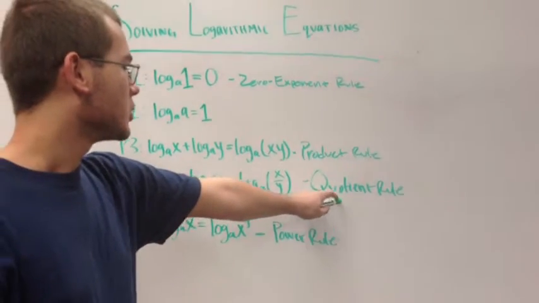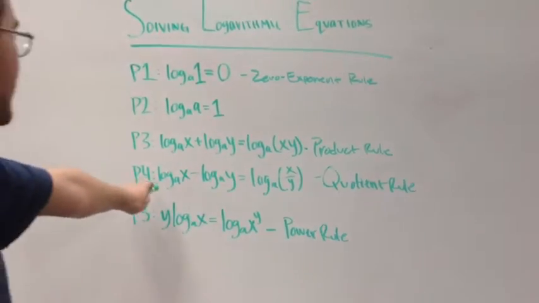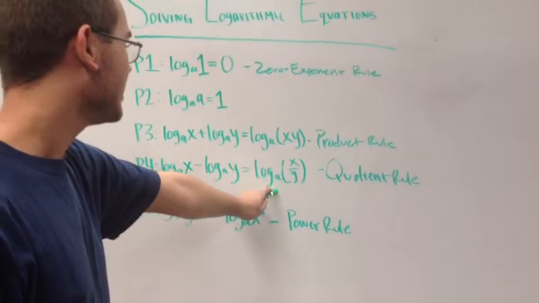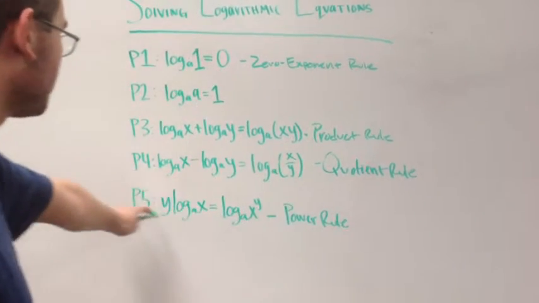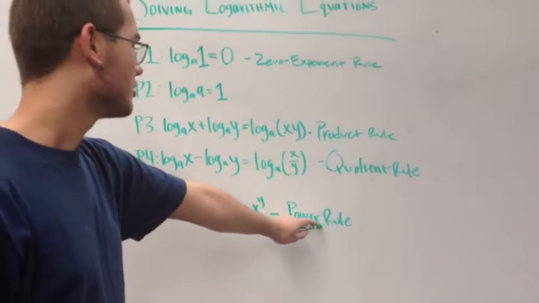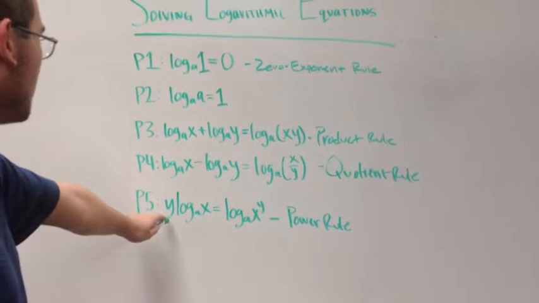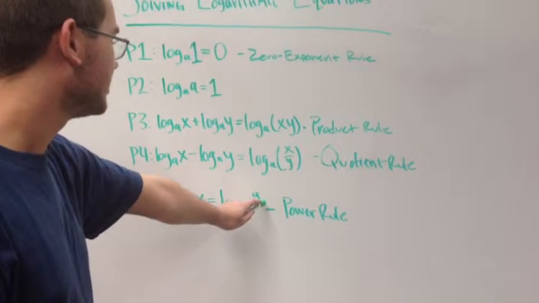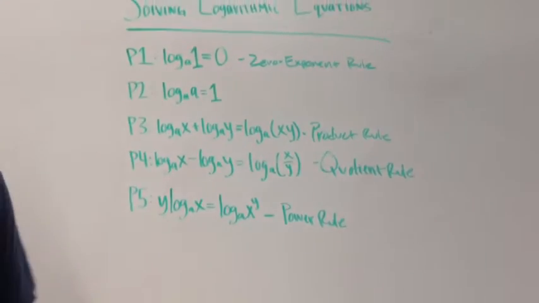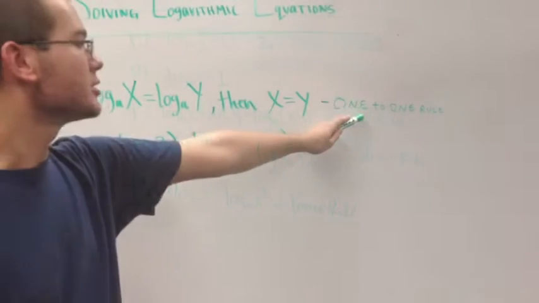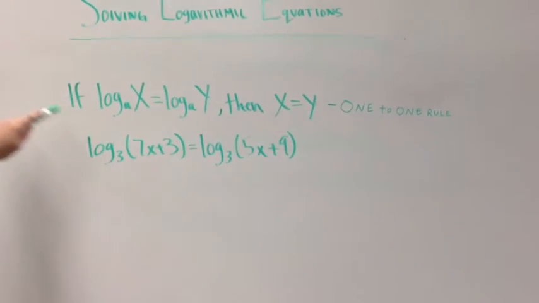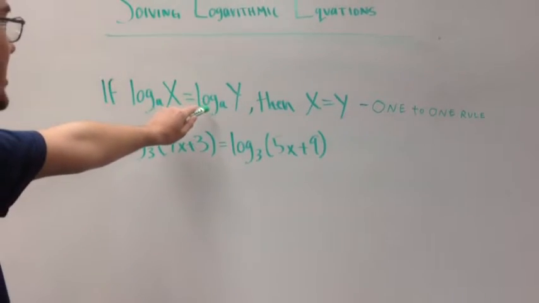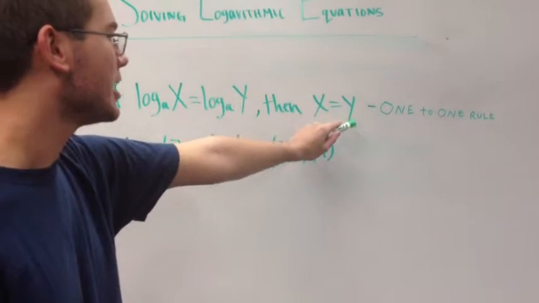The fourth rule, called the quotient rule, states that log base a of x minus log base a of y equals log base a of x divided by y. The fifth rule, called the power rule, states that y log base a of x equals log base a of x to the power of y. The last rule is the one-to-one rule, which states if log base a of x equals log base a of y, then x equals y.